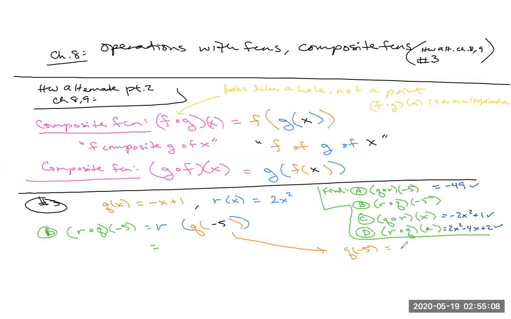Okay, that's going to be negative, careful here, negative outside, parentheses, negative 5 plus 1. That's 5 plus 1, which is 6. So we're actually evaluating function R at 6. Okay, save that, erase this. Okay, so then R evaluated at 6.